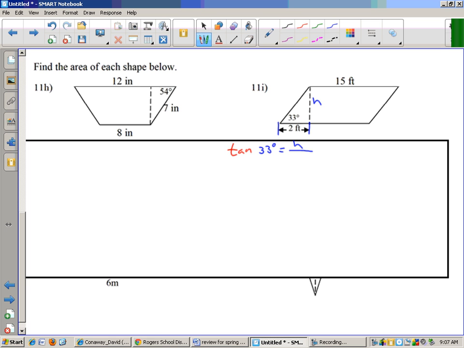So tangent of 33 degrees is going to be equal to h over 2 feet. All right. Multiply both sides by 2 feet. And you're going to get h equals 2 tan 33 degrees feet.